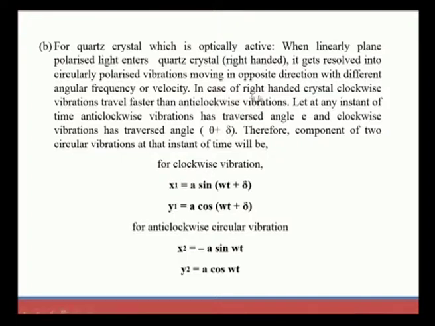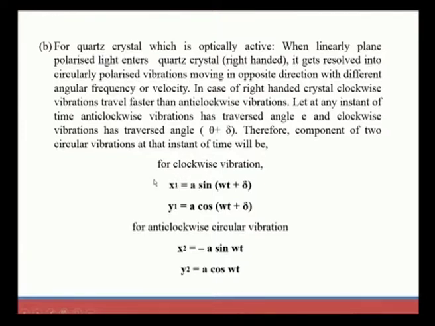In the case of a right-handed crystal, the clockwise vibration travels faster than the anticlockwise vibration. So, at any instant of time, the anticlockwise vibration has traversed an angle theta and the clockwise vibration has traversed an angle theta plus delta. We know the clockwise vibration is faster than the anticlockwise, so it is theta plus delta. Delta is the additional angle moved by the right-handed, clockwise vibration.